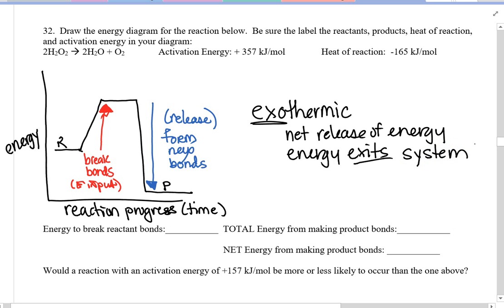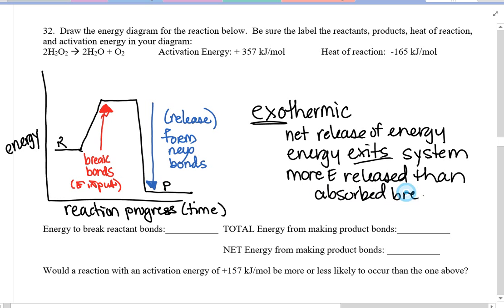And the reason why energy is exiting the system is because there is more energy released from forming those new bonds than is absorbed, maybe would be the word for it, from breaking those initial bonds. So I'd say don't worry about, again, assigning particular numbers here. You just want to be able to recognize whether reactions are exothermic or endothermic and what that means in terms of how much energy it took to break the bonds or form those new bonds.